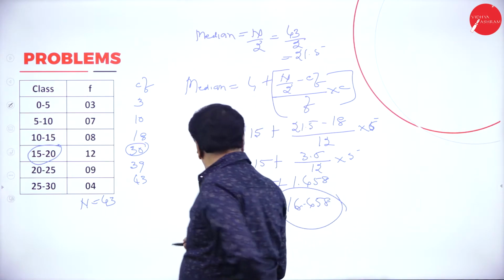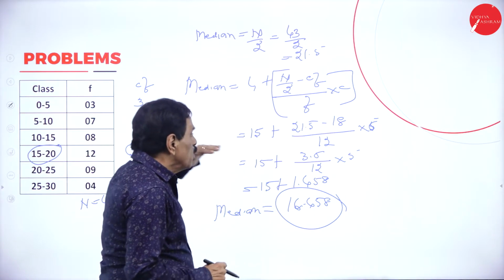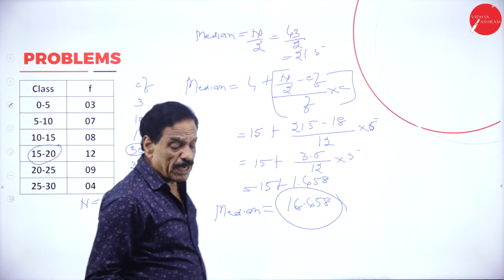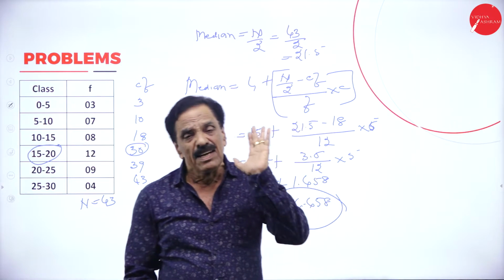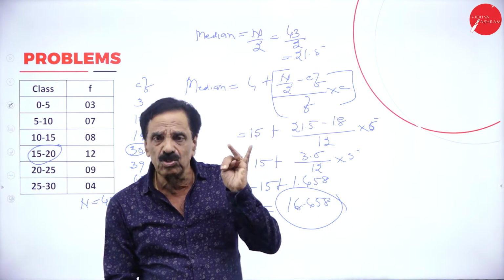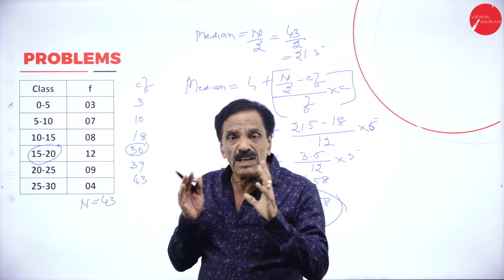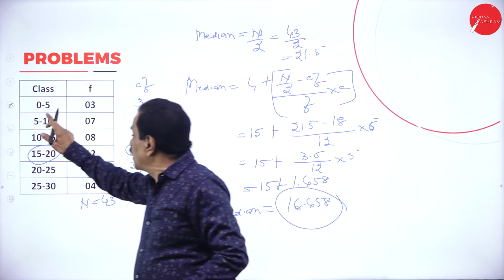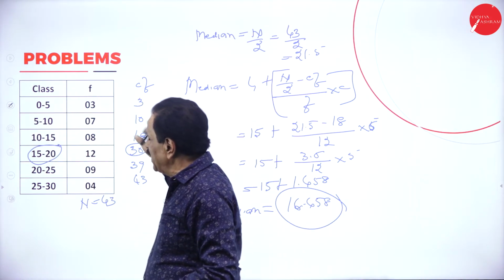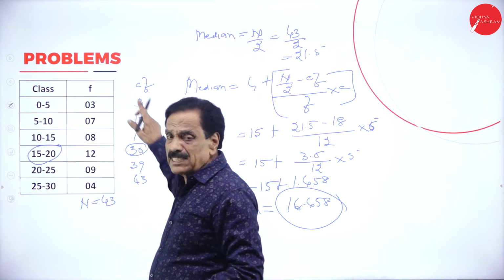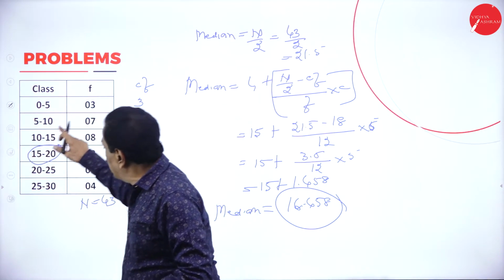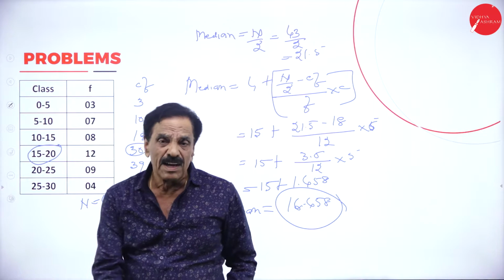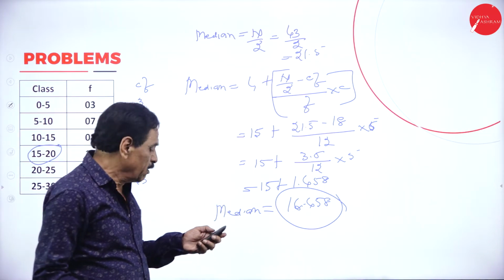Then apply the formula and go one by one slowly. You must be very careful. 0 to 5 means 5 is not there. It is 0, 1, 2, 3, 4. It is called exclusive method. 0 is included, 5 is excluded, 5 is included, 10 is excluded, 10 is included, 15 is excluded. I think you have followed this problem. You'll go to next one.